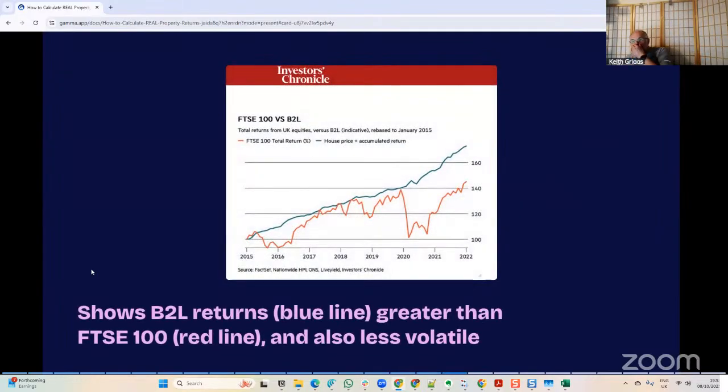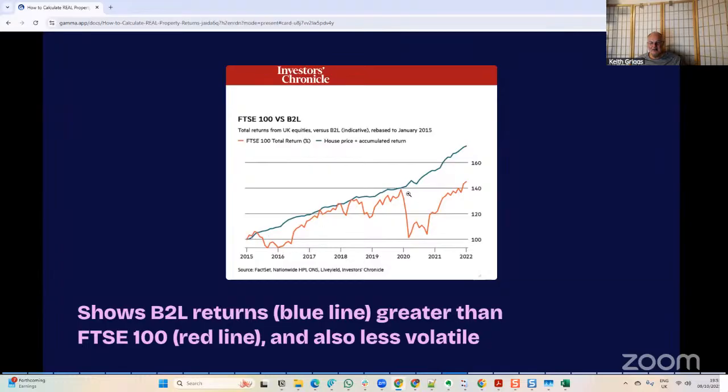Now, you may be thinking, is it better to invest in property or in equities? I just Googled it and found this online. It's quite interesting. This shows all the total returns, so property includes rent as well as capital growth. The red one is the FTSE, and that includes dividends as well as capital growth. If you start at 2015, over this 7-year period from 2015 to 2022, property has actually outperformed. The other thing you might notice is that it's a lot smoother.